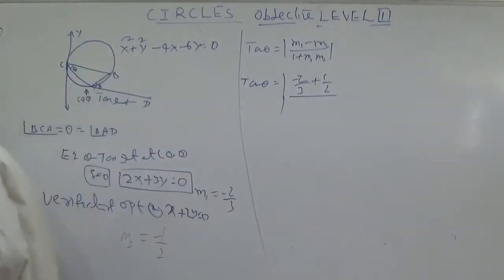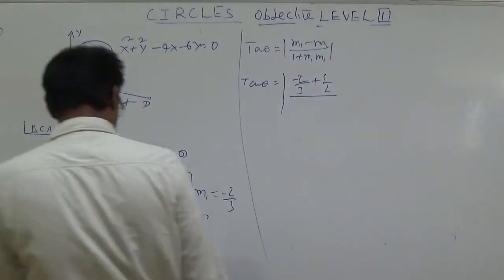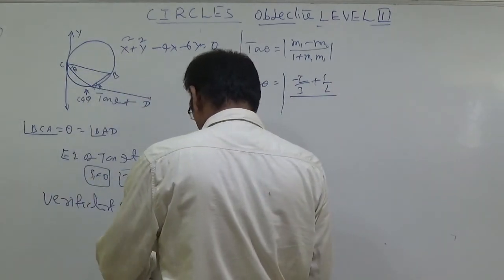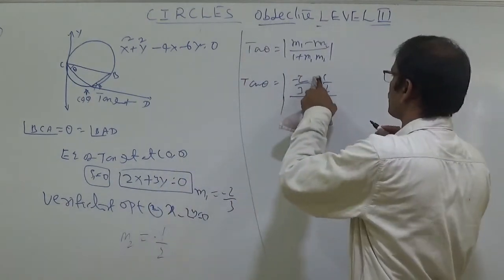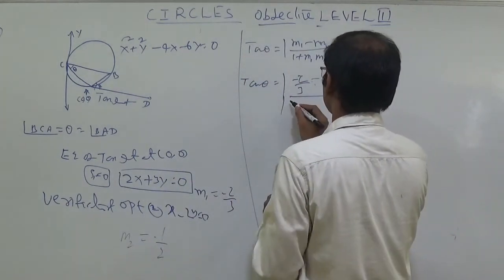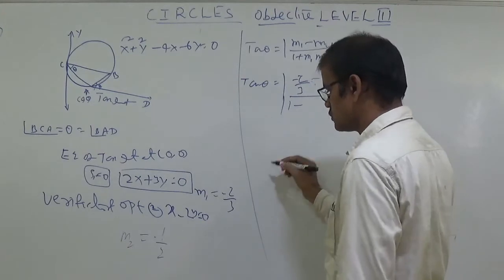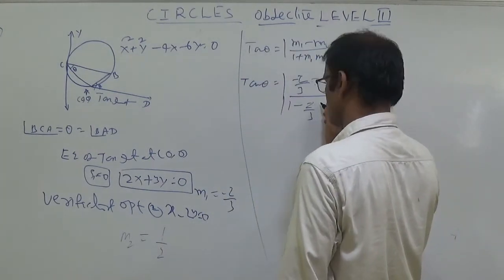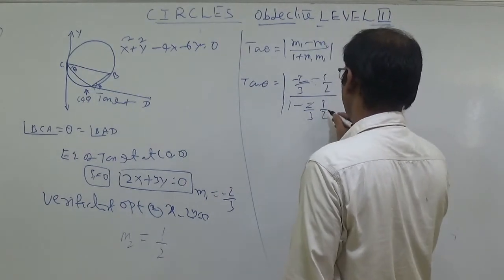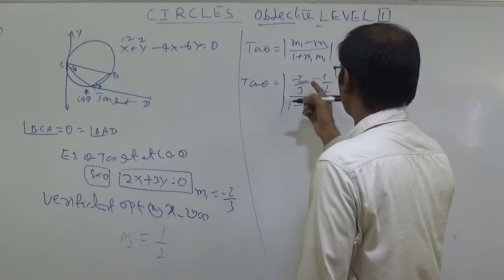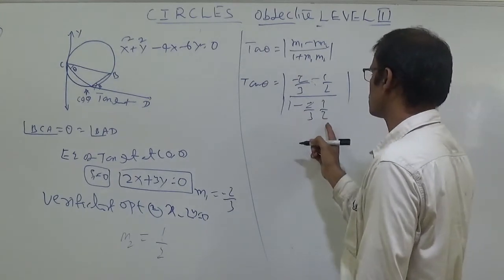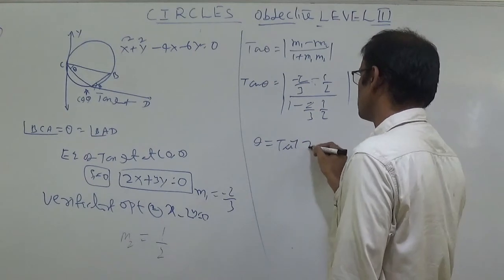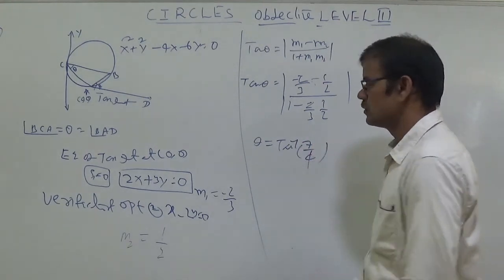The third option is x minus 2y equal to 0, students. The second option is not possible, so change the slope to 1 by 2. Using the formula, minus 2 by 3 minus 1 by 2 by 1 plus m1 m2. Here you can write 1 minus 2 by 3 into 1 by 2. Numerator: 4, 2 these are 4, 4 minus 3; denominator: 7 by 6, 3 these are 6, 6 minus 4. So you can say here theta is equal to tan inverse 7 by 4.